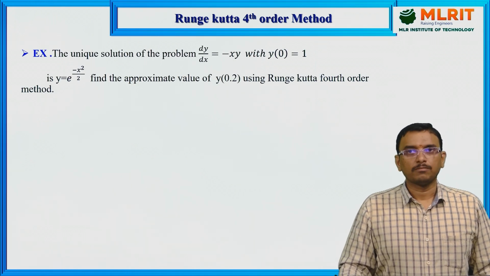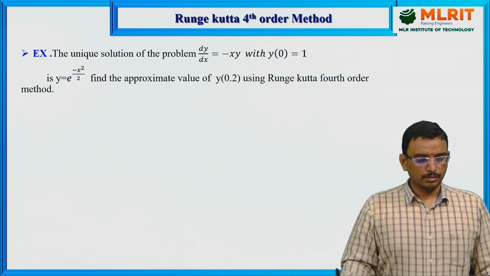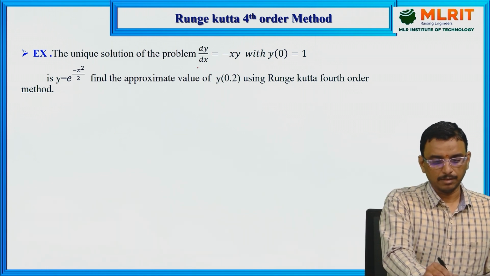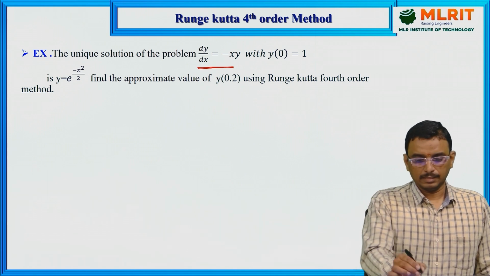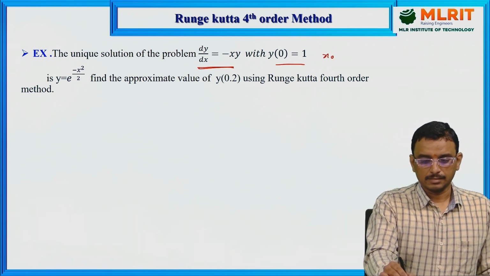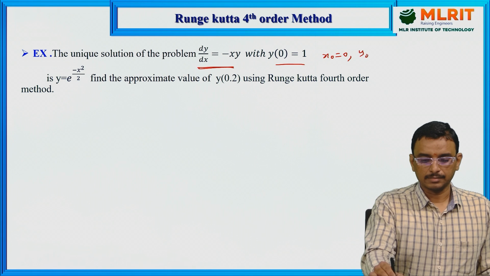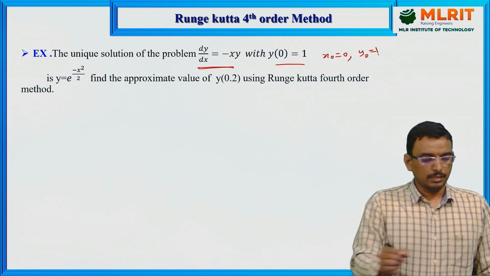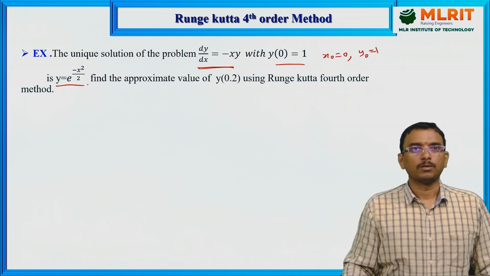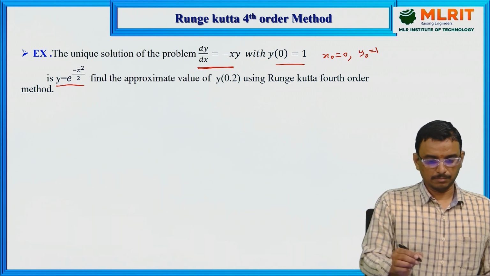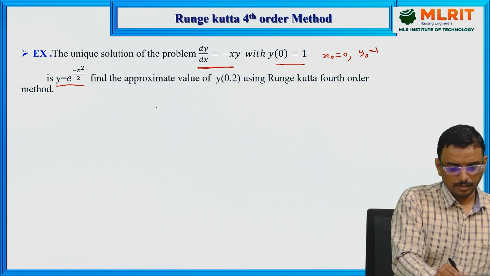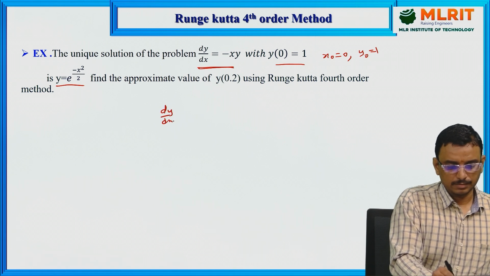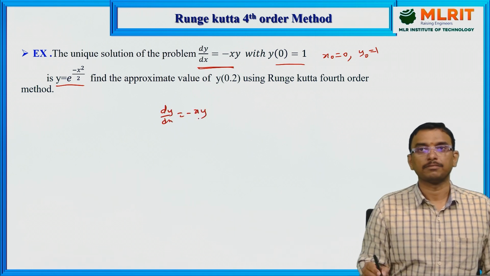Let us see an example. The unique solution of the problem dy by dx is equal to minus xy with the initial condition x0 is equal to 0 and y0 is equal to 1 is y is equal to e to the power minus x square by 2. The exact solution is given here. The given differential equation is dy by dx is equal to minus xy.